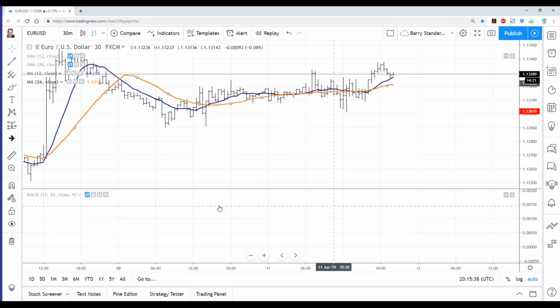Now, remember, a moving average is simply an average of price. In this case, we're using simple moving averages, and we're using a 12 period, a 26 period. So a 12 period would be taking the close of the last 12 time frames that you have on a chart. So we're using a half-hour chart right now.